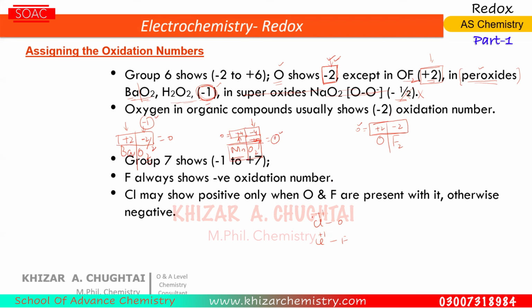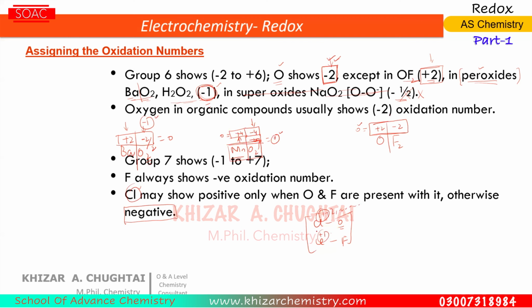otherwise it is having a negative number. The oxidation number of Cl is usually negative. However, it is going to have ionic compounds or covalent compounds. But when it is having oxygen or fluorine in its proximity, then its number may be 1 plus, 2 plus, 3 plus, 5 plus, or more than 5 plus.